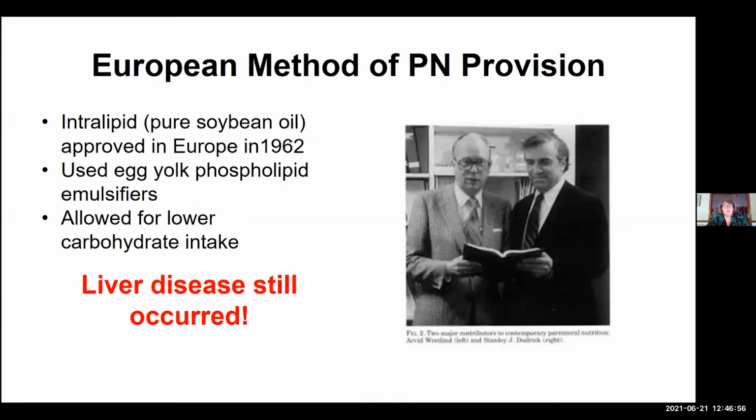Meanwhile, back in Europe, they had access to Intralipid that was developed in the 1960s. And it was used with an egg yolk phospholipid emulsifier that was developed by Dr. Retland, as you see in this picture next to Dr. Dudrick. And this allowed for a lower carbohydrate intake. However, their patients also developed liver disease.